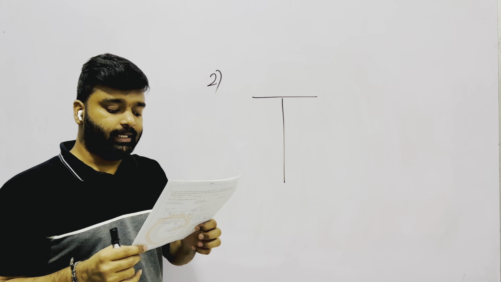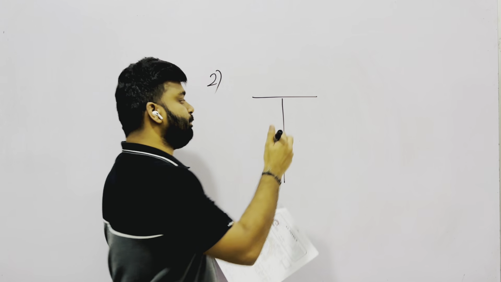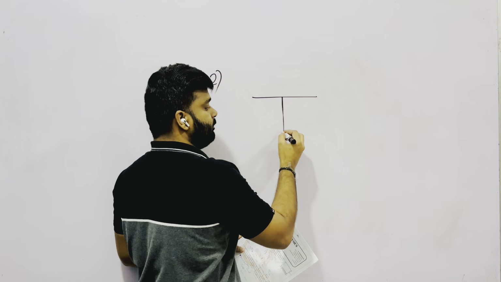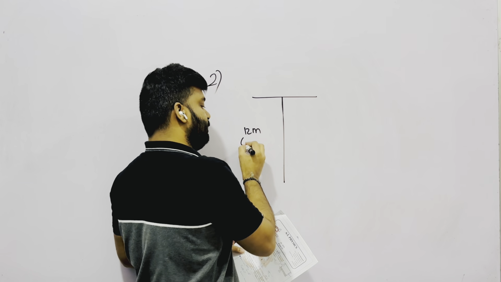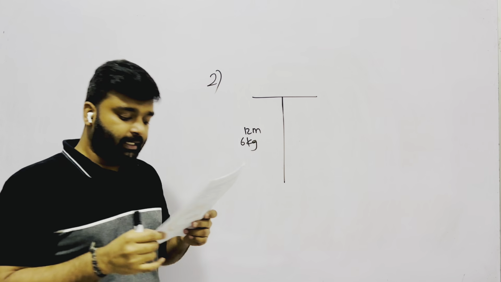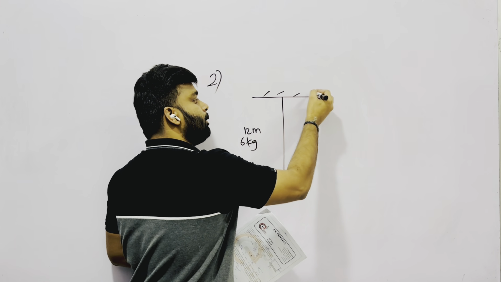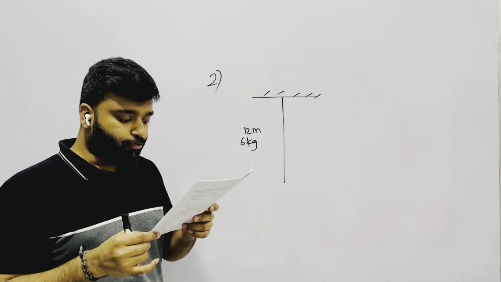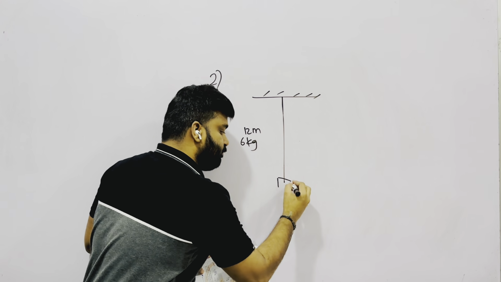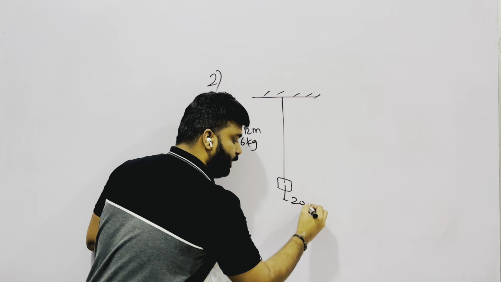Okay. Question number 2. A uniform thin rope of length 12 meter and mass 6 kilogram. The length is 12 meter, the mass is 6 kilogram. Hangs vertically from a rigid support. And a block of mass 2 kilogram is attached to its free end. Therefore, its weight is 20 Newton.